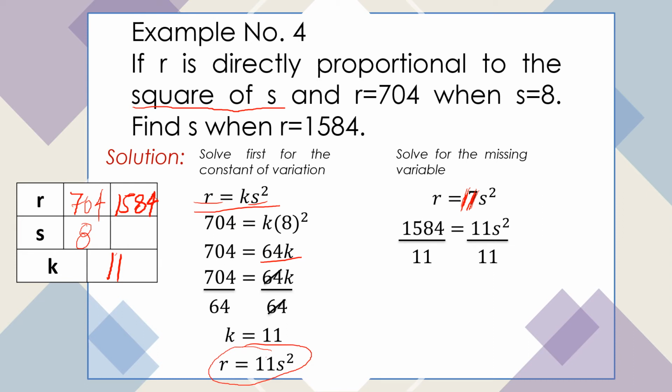We have 11 cancel. Then, 1,584 divided by 11 is 144. So, meron pa siyang square. Therefore, ang gagawin natin, we're going to find the square root of both sides para matanggal yung square ng ating variable. Therefore, square root ng 144 is 12. Therefore, ang value ng S natin ay 12. Ito na yung ating sagot. Final answer is S equals 12.